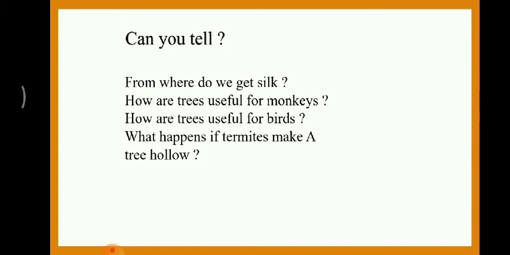How are trees useful for birds? Birds build their nests on the trees. Some birds eat fruits from those trees too. Thus, they easily satisfy their hunger on the trees. In this way, trees are useful for birds. What happens if termites make a tree hollow? When there is an attack of termites on the tree, its growth is stunted. Stunted means stops, and the tree may fall down.